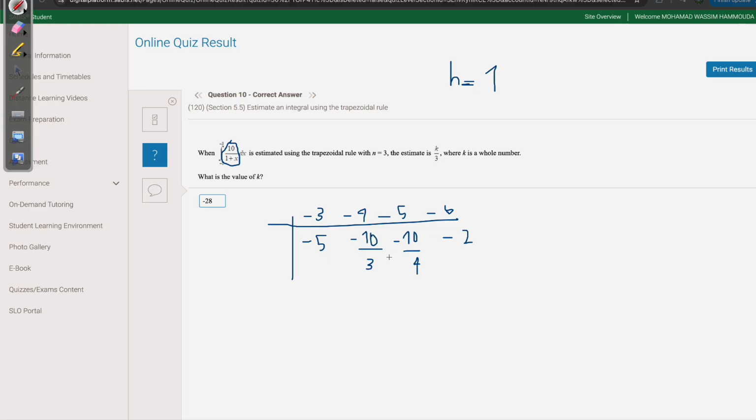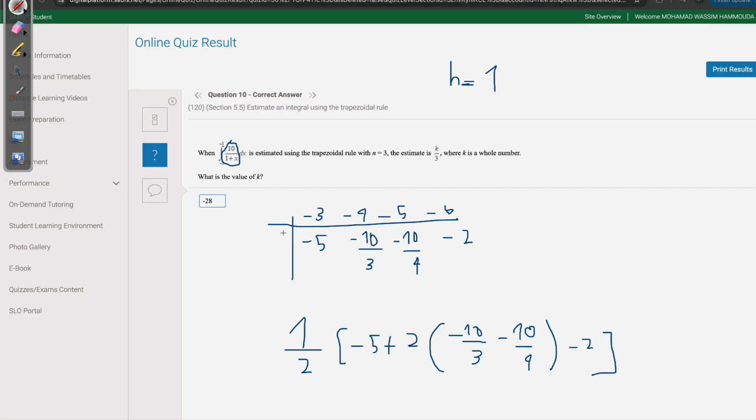Then simply what we're gonna do is the rule. Height over 2 into negative 5 plus 2 times negative 10 over 3 minus 10 over 4, close brackets minus 2, and that will get us negative 28 over 3.